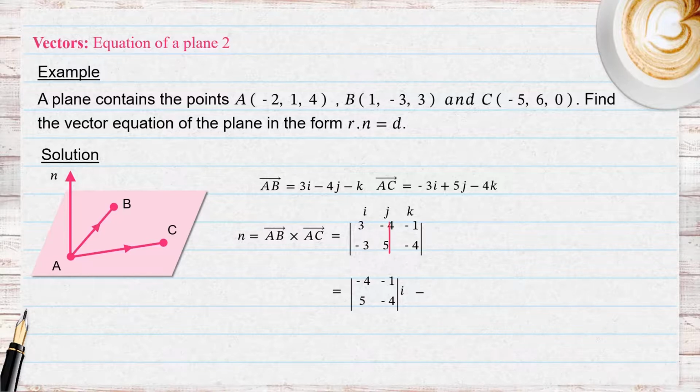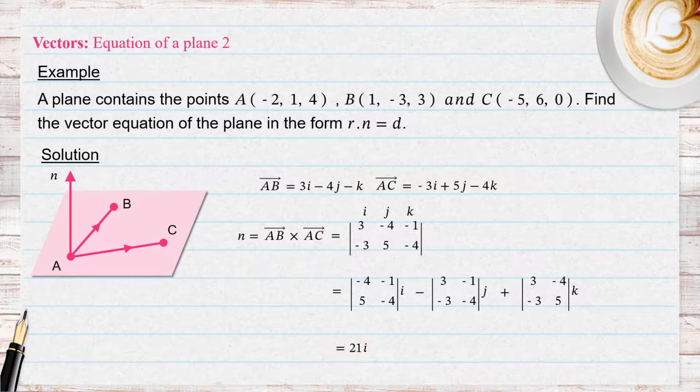Closing out for j, we'll be having the determinant of 3 and minus 1, minus 3 and minus 4, and that's all of j, and it's plus. Closing out for k, we'll be having the determinant of 3 and minus 4, minus 3 and 5, and that's of k. Now here we'll be having the product here as 16, and that's minus 5, which gives us 21i.